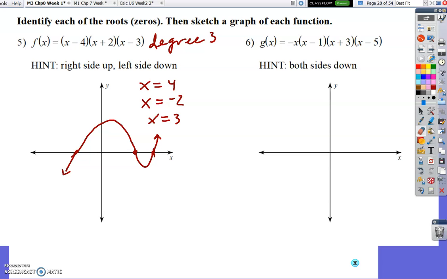Do I care how high it goes? No. Do I care how low it goes? No. I do care very much about these numbers. That needs to be at -2. That's 3, and that's 4. But I can just say that and do my best. So that's why there's no grid here.